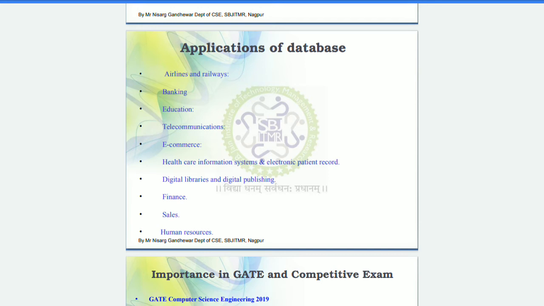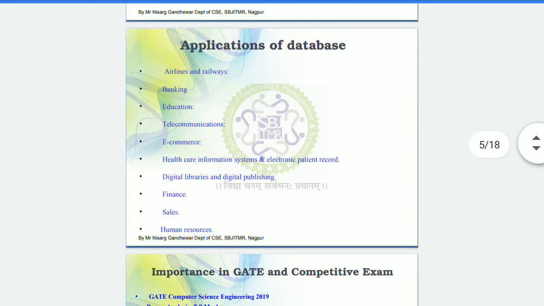The next one is e-commerce. All of you are aware of e-commerce, such as Flipkart, Amazon, Snapdeal. They need to display the information, and they need to store the orders placed by the customer. Each and every piece of information related to products and customers will be saved in the database.